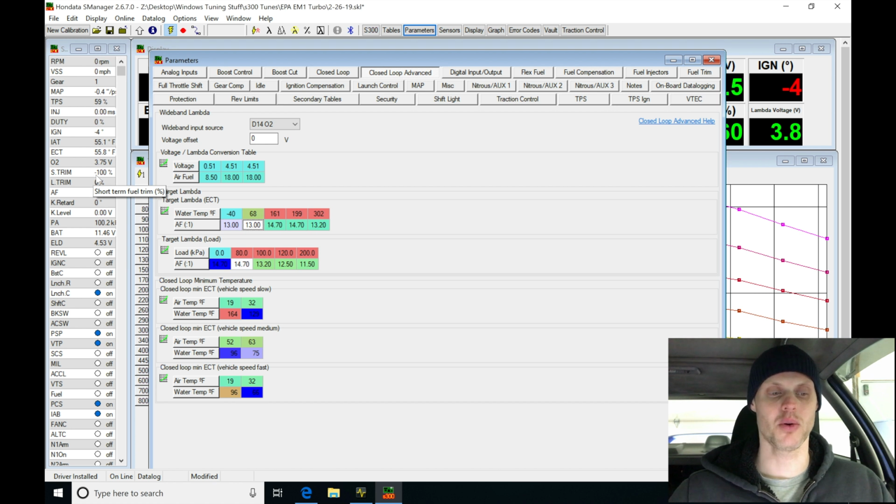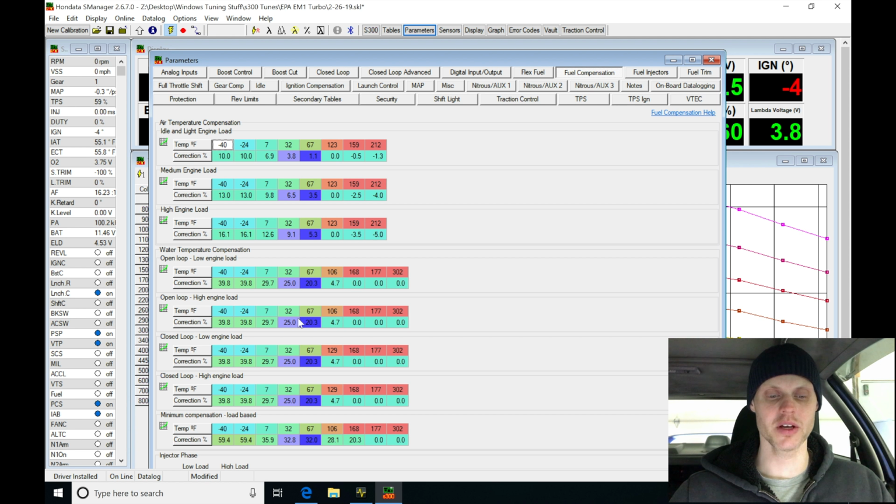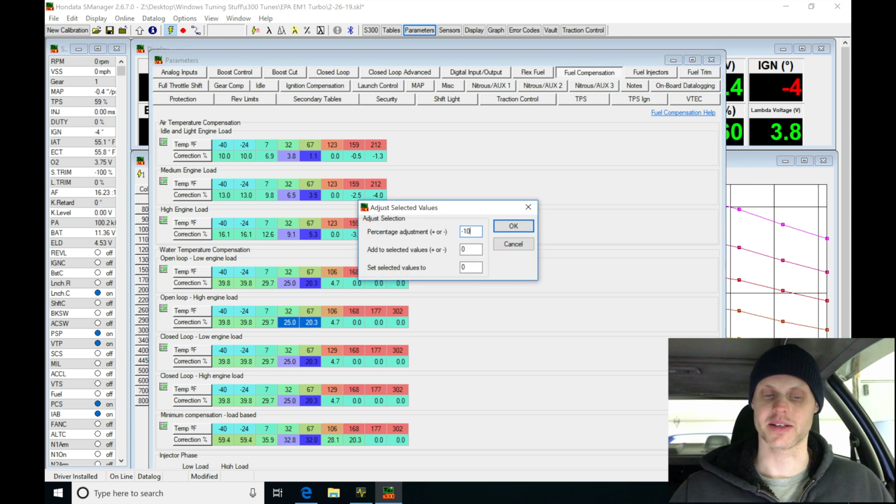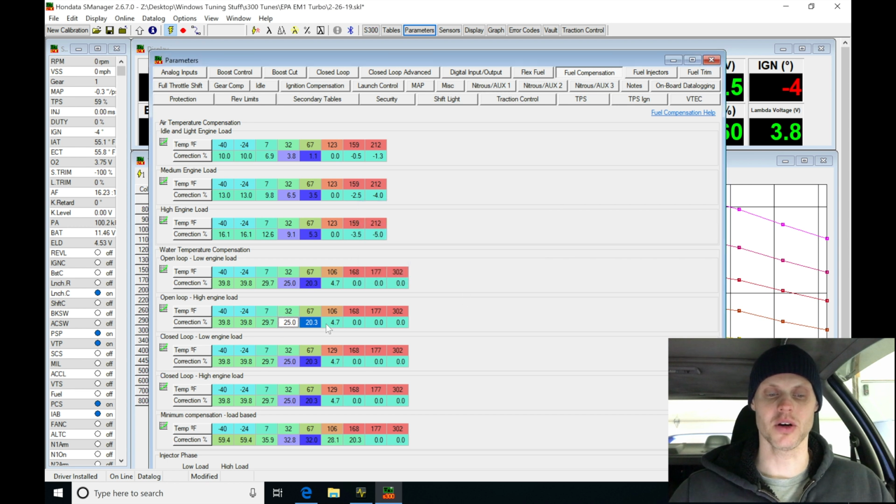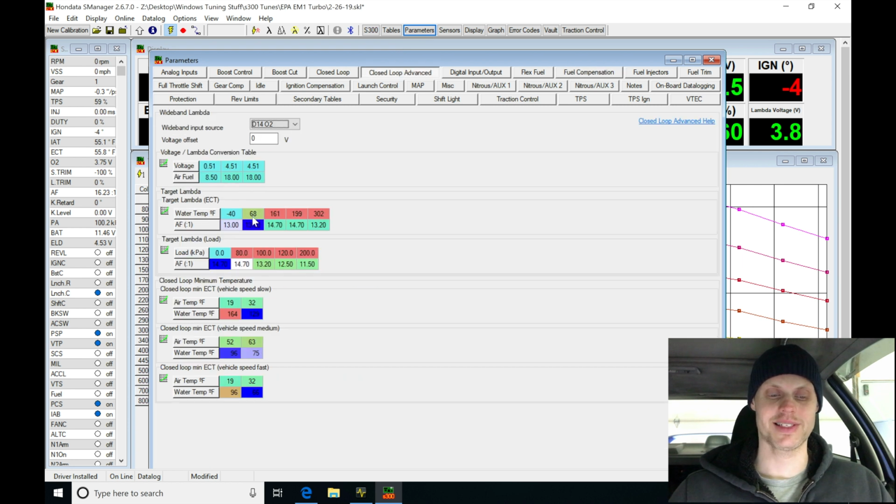So we know if it's pulling 10% out, we can jump here into our fuel compensation, go to that coolant temperature and just grab the range here, Control J, take out 10%, and we can keep going through that process until we get our air fuel or our short term as close to zero as possible when it's in the warm-up. Now we can also see here, so it's very clear, from 68 degrees, we see it's 13 air fuel target.